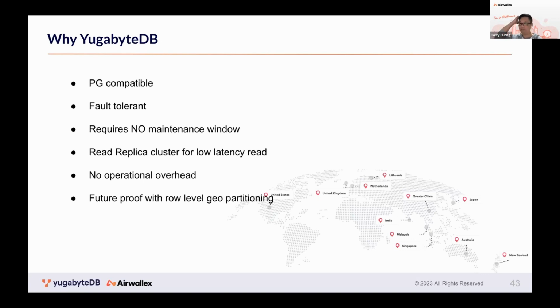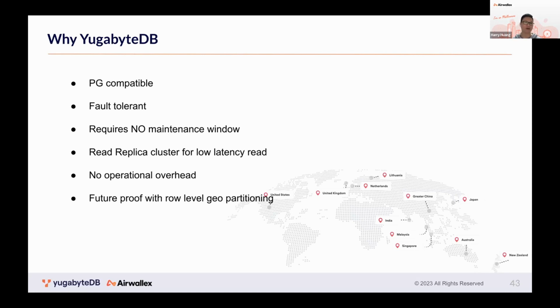And fault tolerance is quite important. With YugabyteDB, there is no single point of failure. There is no downtime or maintenance window required when upgrading the version of the database or rebooting any nodes. It won't impact the availability of the whole cluster.